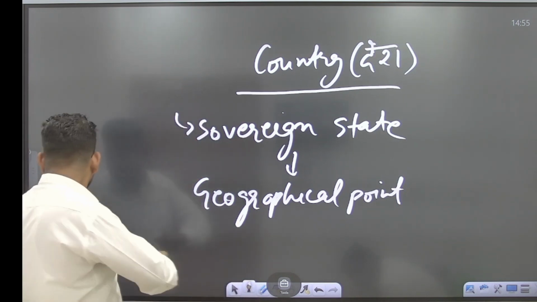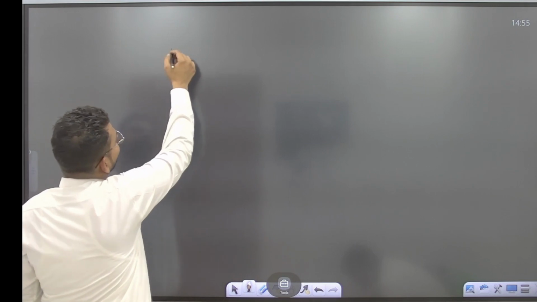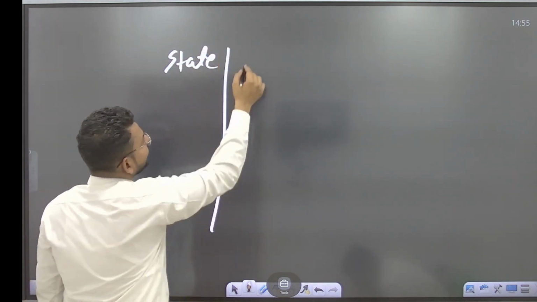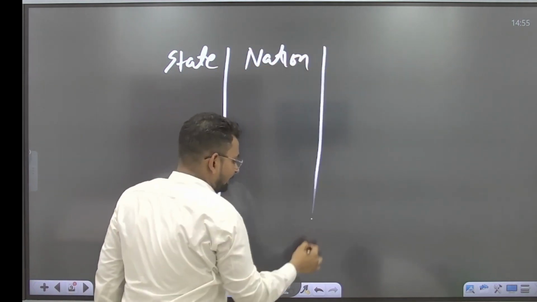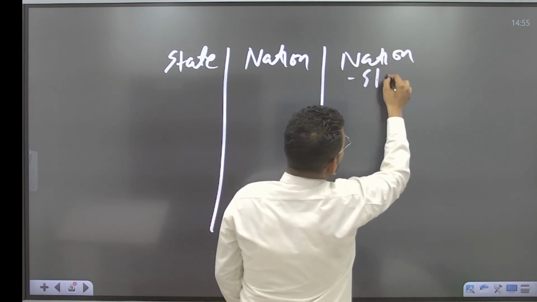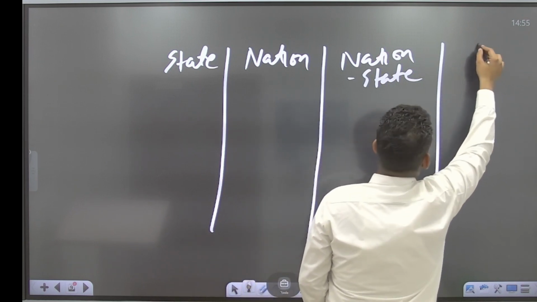Now, let us sum up what we have studied so far. The number one concept that we learned in the last lecture was the state. The second concept that we learned was the nation. And the third one is nation state. And the fourth one that we have learned today is country.